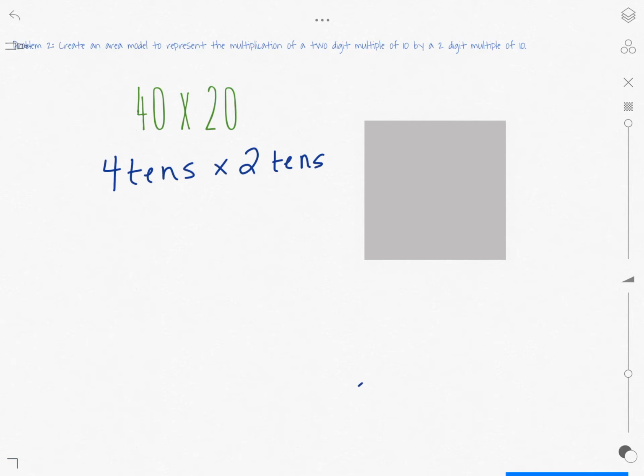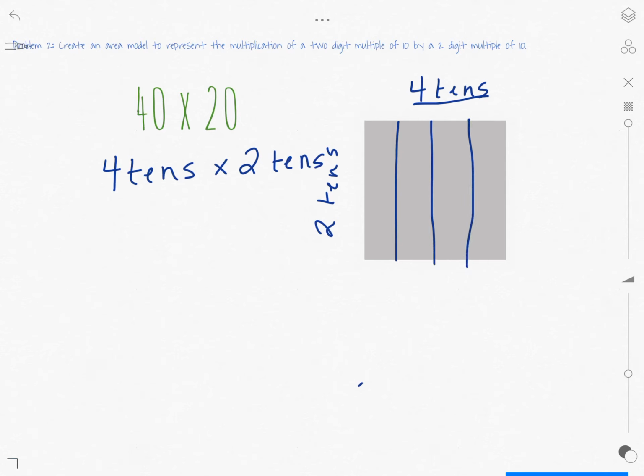But what I need to think about now is I'm going to use this box over here to help me with my area model. So I'm going to put one on each side. I'm going to put my 4 tens up here, and I'm going to put my 2 tens over here on the side. Okay? If I have 4 tens on the top, that means I need to split my box into 4 sections from the top. So I'm going to have 1 section, 2 sections, 3 sections, 4 sections.